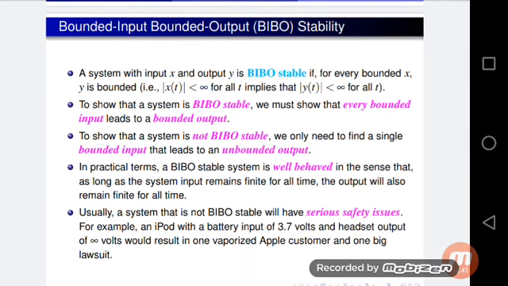Next one is BIBO, bounded input, bounded output. BIBO stability. A system with input x and output y is BIBO stable if for every bounded x, y is bounded. BIBO means bounded input, bounded output. Any system contains several inputs and several outputs, so these types of stability are known as BIBO stability.